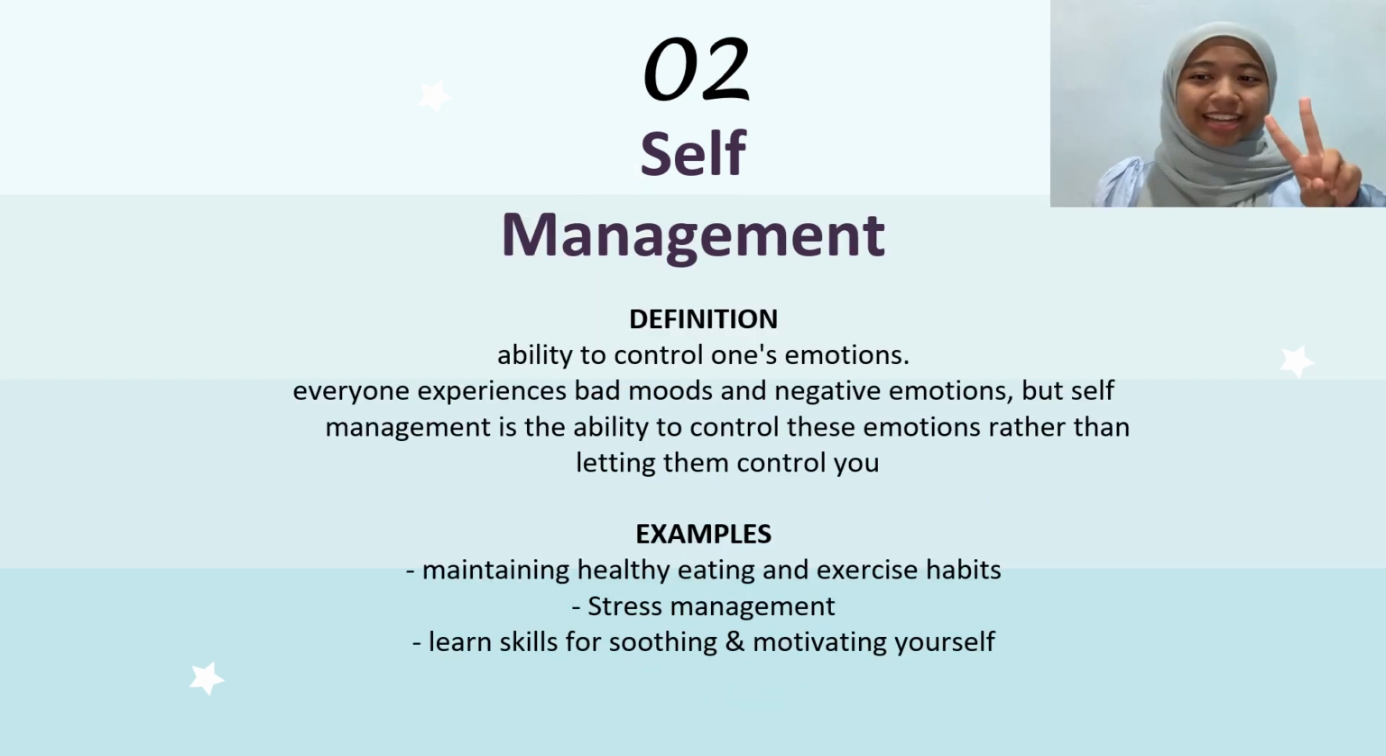Alright, so the second type of emotional intelligence is the self-management. Self-management is actually the ability for someone to control your emotions. For sure, all of you have experienced bad moods on bad days, and when you have bad moods, you actually express negative emotions. And this is because you're letting your emotions getting the best of you. But self-management here is actually not letting those emotions control you.